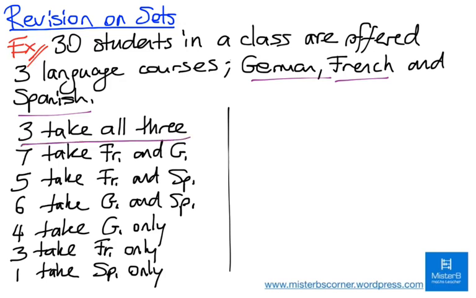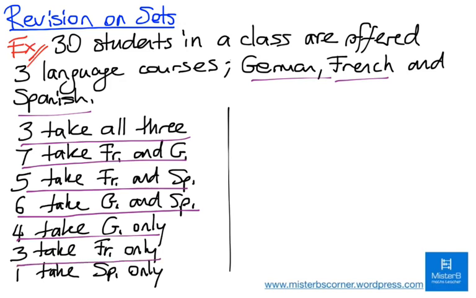Now, 3 take all 3, so all courses. 7 take only French and German, 5 take only French and Spanish, 6 take only German and Spanish, 4 take only German, 3 take French only, and 1 take Spanish only.